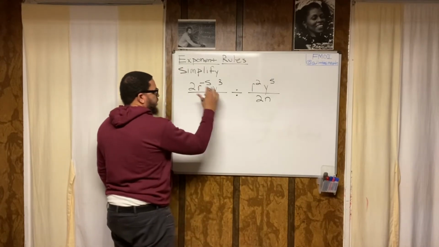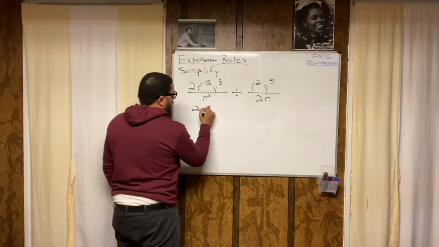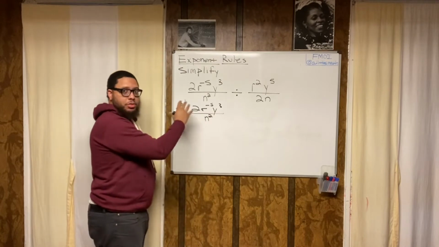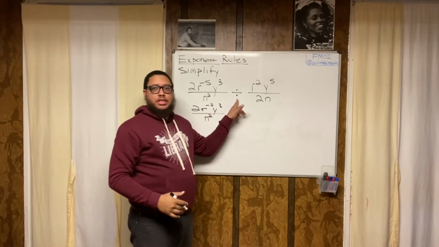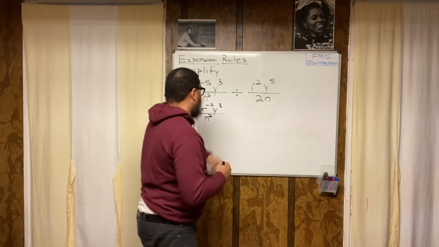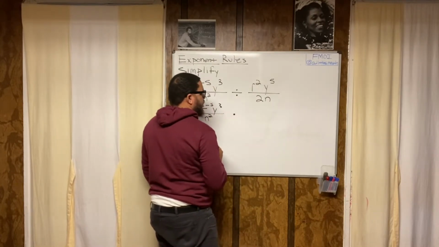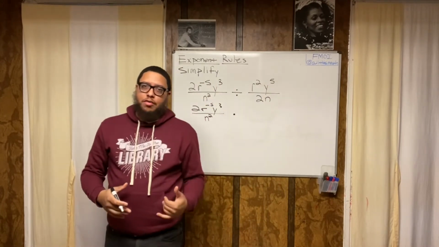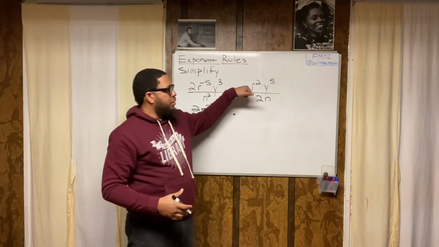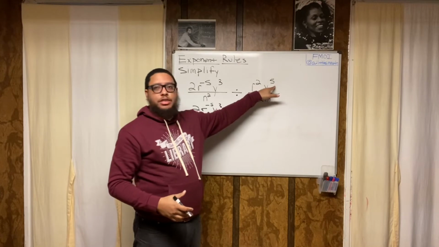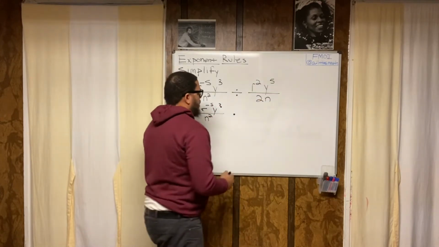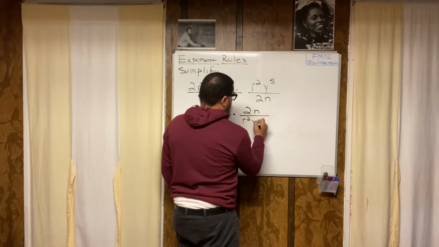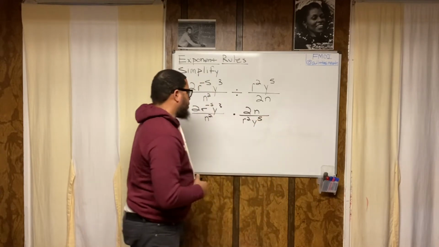This stays the same, right? Because I'm going to keep that. So it's going to be 2r to the negative 5y to the third over n squared. All right, so we kept that. That stayed the same. This division sign changes to a multiplication sign. I'm going to use the dot for multiplication. We flip the second fraction, meaning we take the reciprocal of the second fraction. So this denominator 2n is going to become the numerator. This numerator, r squared y to the fifth, is going to become the denominator. So it's going to look like this: 2n over r squared y to the fifth. Now that's my first step.